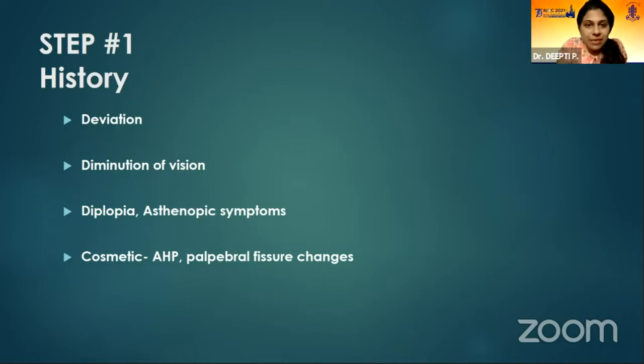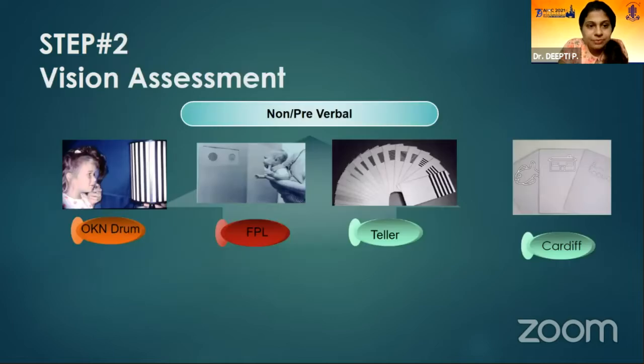In step one, as soon as the patient presents to you, the most important would be to ask him about his deviation. How long is the deviation? Is it an intermittent or a constant deviation? Associated symptoms, for example, like diminution of vision, diplopia, each of these in their own way gives us a lot of information with respect to whether it is an acute onset or has been there for a long duration of time. Associated asthenopic symptoms about the refractive errors, and if there are any associated cosmetic problems like abnormal head posture, palpebral fissure changes, which indirectly may hint us to the diagnosis right at the level of the history.